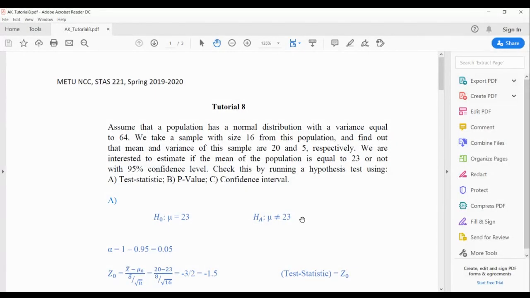Hello everyone, I'm Dr. Mehraei, and today we are going to run a hypothesis test using test-statistic, p-value, and confidence interval. So let's take a look at this example.